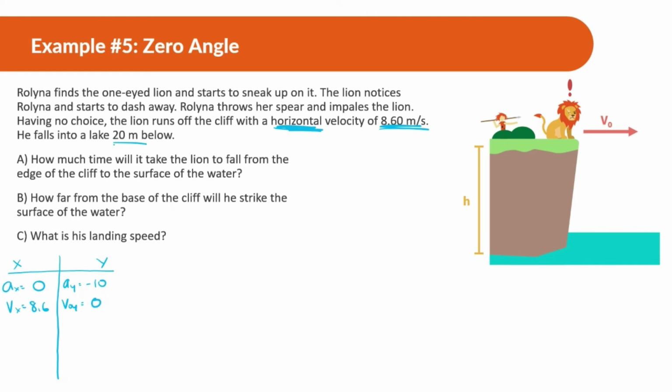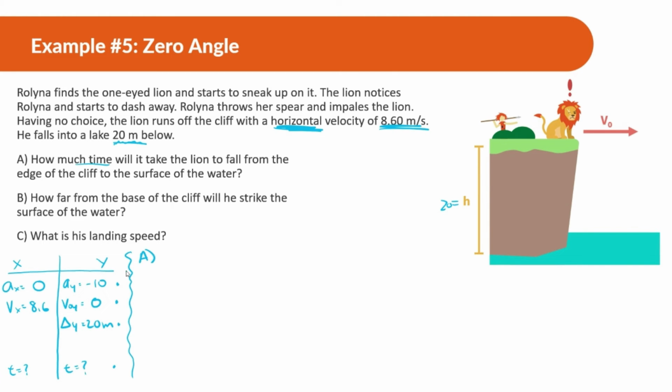Another piece of information we find: it falls into a lake 20 meters below. So this is 20, and that means the displacement in the y is equal to 20 meters. So we're looking for how much time. I'm going to put that here, time. And the good thing is, at least in the y direction, we have 3 pieces of information. So that should help us find time. So let's do some calculations for that.